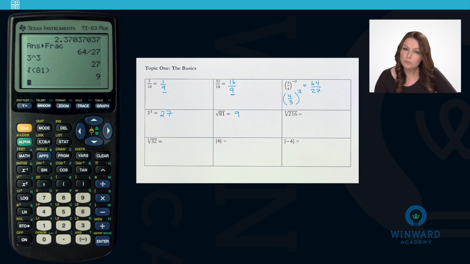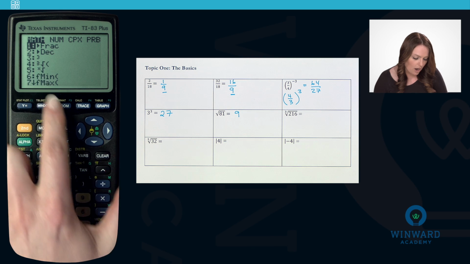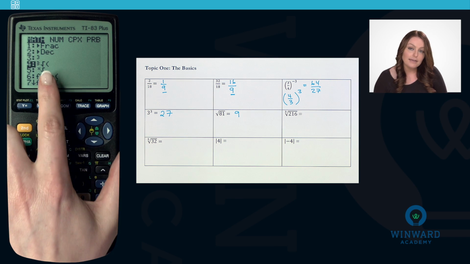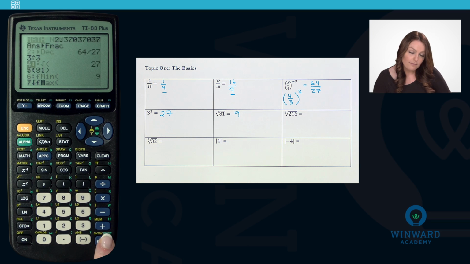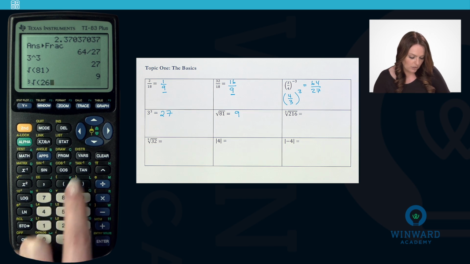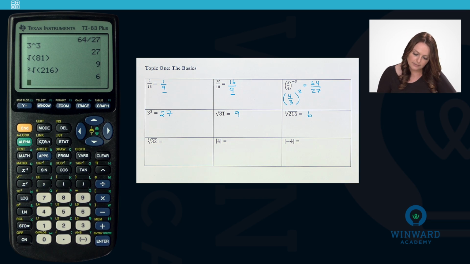What about the cube root of 216? Well, if you look at those yellow symbols, we don't have a cube root anywhere. So that means it's hiding somewhere in one of these functions. If you press Math, and scroll down to option 4, you can see that that is the cube root symbol. So you press Enter when you have option 4 selected, and that will be the cube root. Now you can just type 216, close parentheses, Enter, and you get the answer 6.